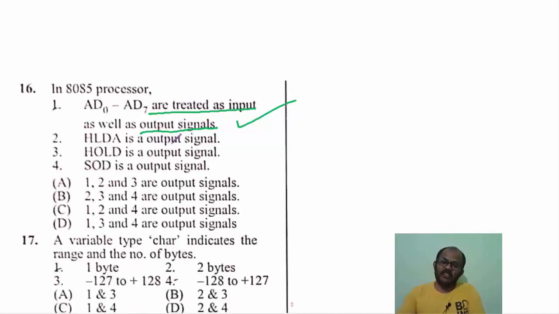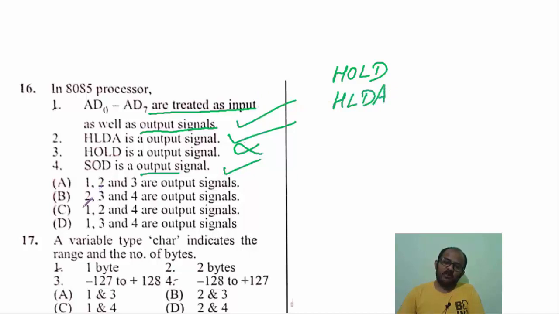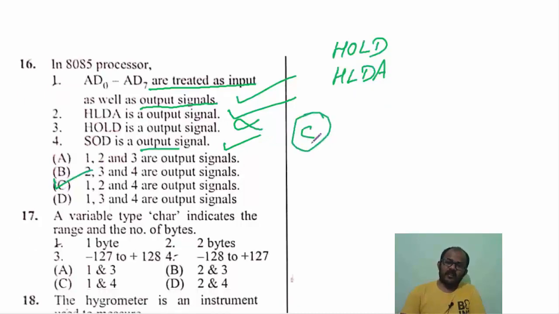Second statement they have given is HLDA is an output signal, true. HOLD is an output signal, false. It is an input signal. SOD is an output signal, true. In the case of DMA, nothing but direct memory access, we will be making use of HOLD signal and HLDA signal. So statements 1, 2, 4 are correct, nothing but option C is correct.